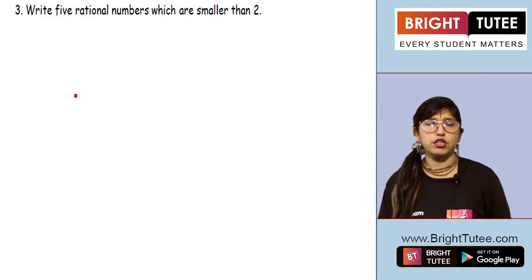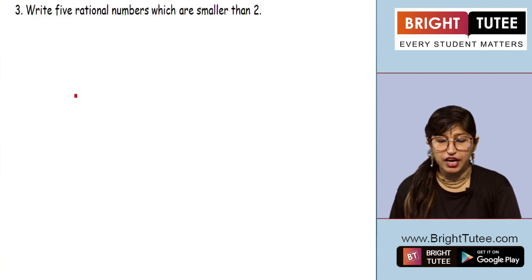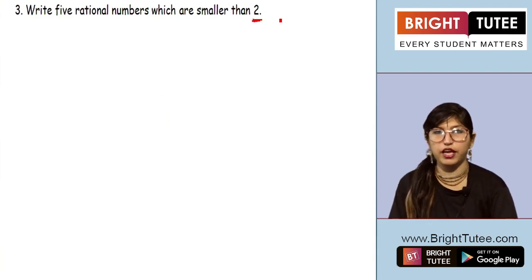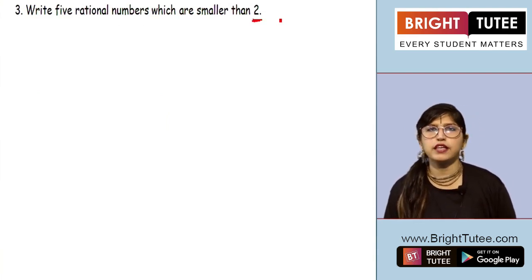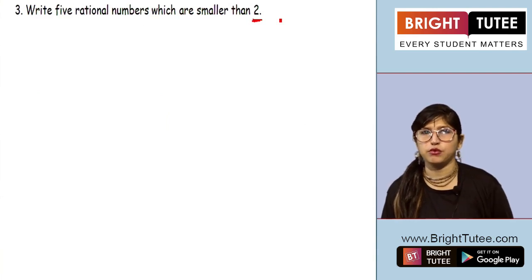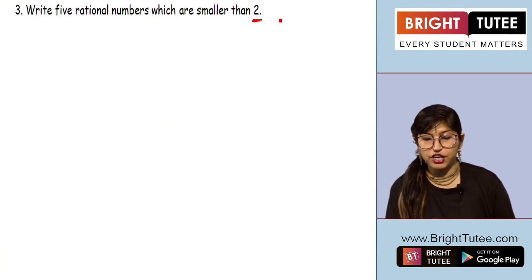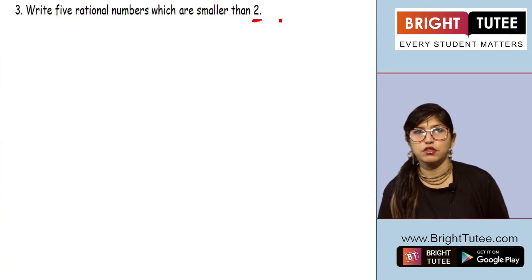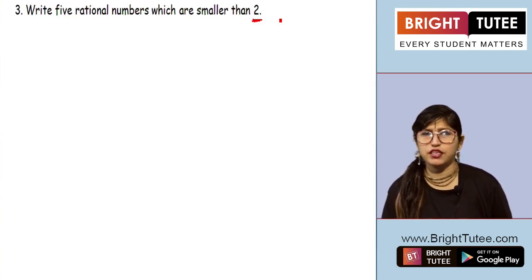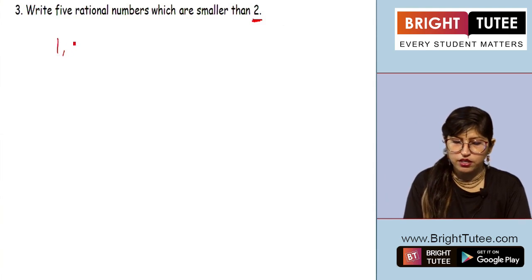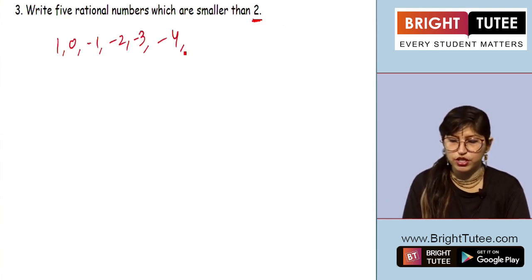Now let's move on to the third question. We need to write 5 rational numbers which are smaller than 2. I will give you a few seconds. Think and find it out. Right, now I hope you must have done that. There will be 5 rational numbers which are smaller than 2. We can write them down very easily. That will be 1, 0, minus 1, minus 2, minus 3, minus 4 and so on.